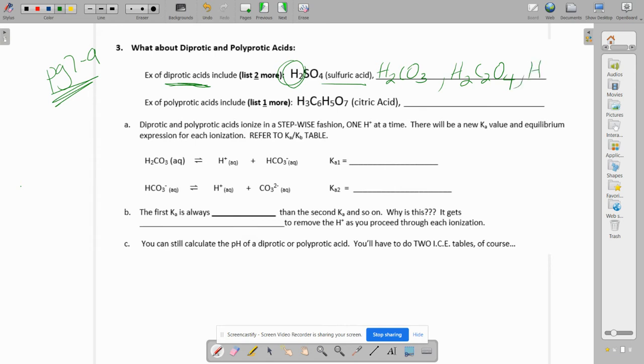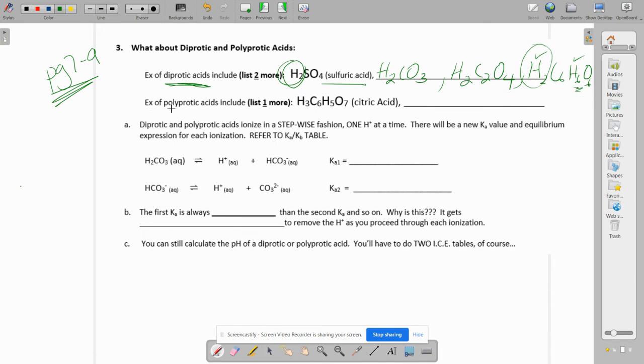Ascorbic acid. That's actually the code name for vitamin C. This one's kind of interesting because there's lots of hydrogen. There's the 2 here and the 6 here. The 2 here are the ones that give it acid properties. These 6 right here are just sort of along for the ride.